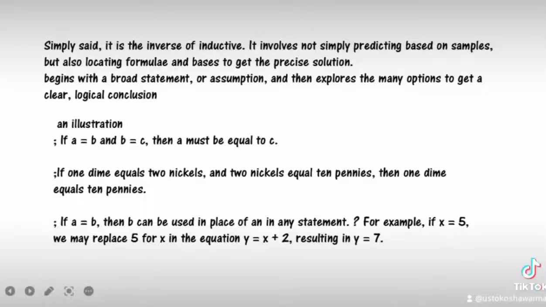Deductive reasoning is the inverse of inductive. It involves not simply predicting based on samples but also locating formulae and bases to get the precise solution.